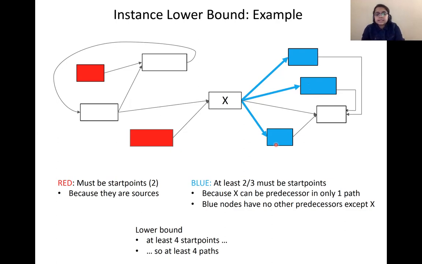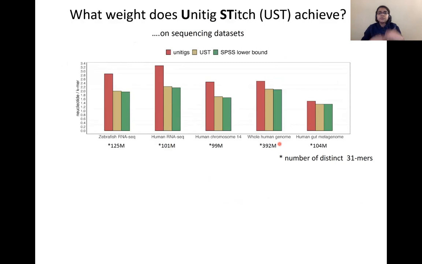Okay, so that tells us that there are at least 4 start points, 2 red and 2 blue start points in this graph, and that's why there are at least 4 paths in our graph. So now that we've established a lower bound on the number of paths, we can get a lower bound on the weight. So let's get to results and see how our algorithm UST and the other SPSS representation, Unitigs, perform against that lower bound.